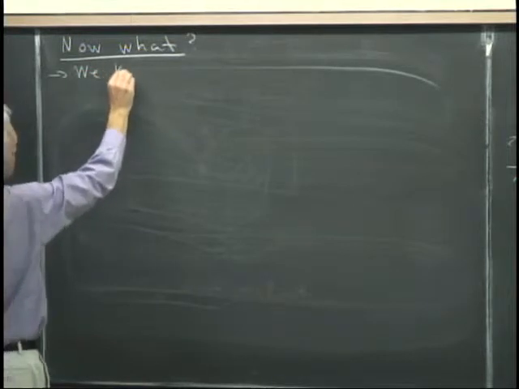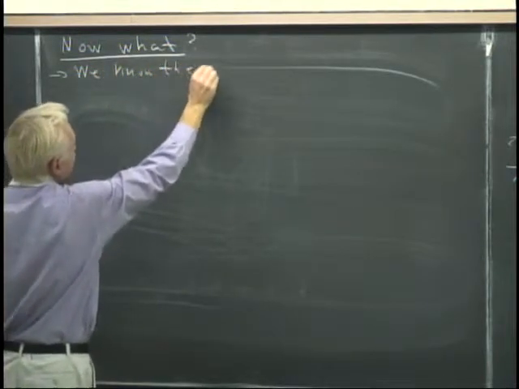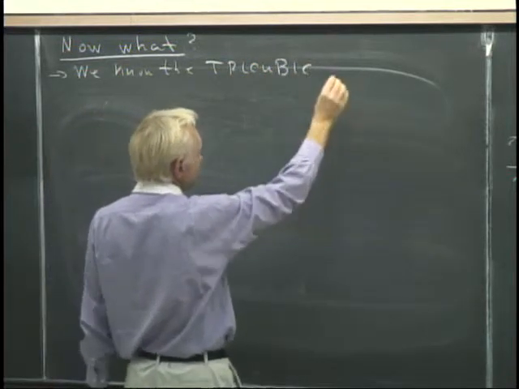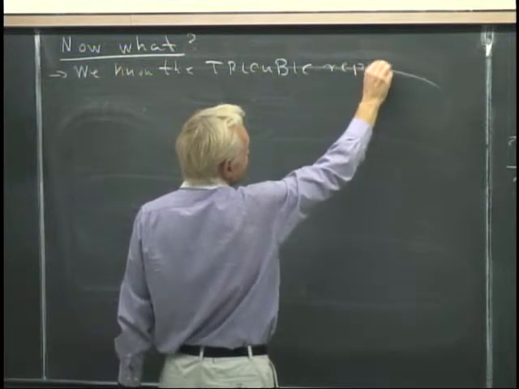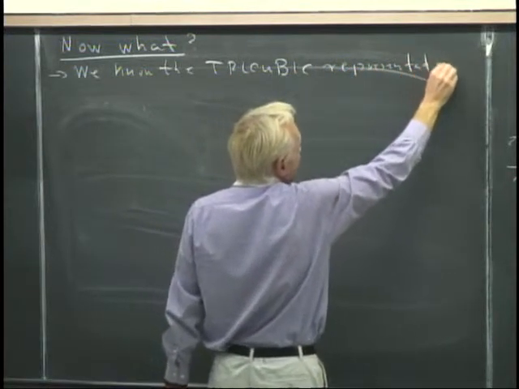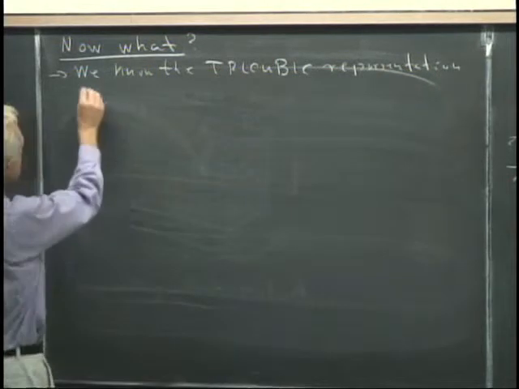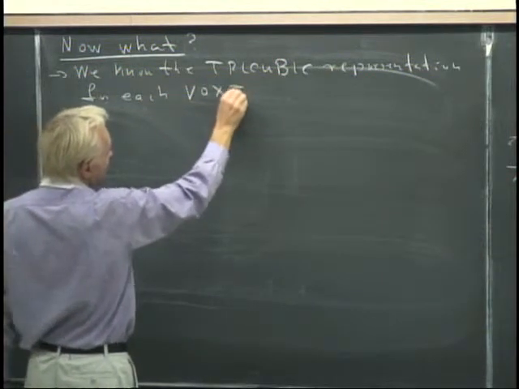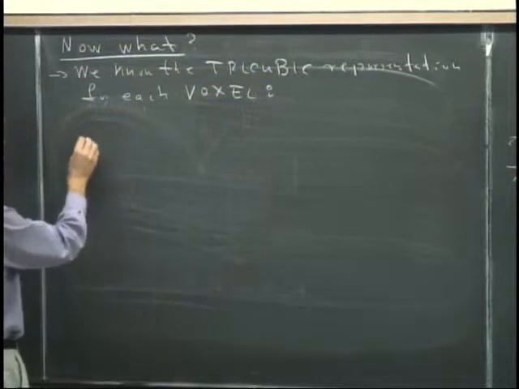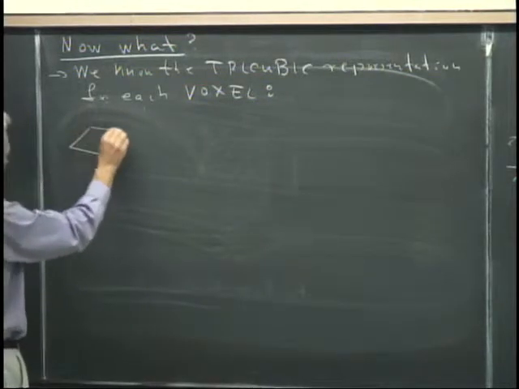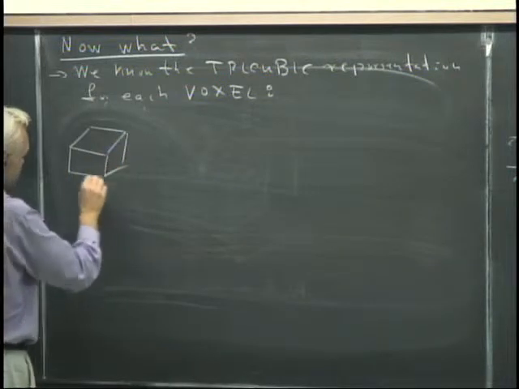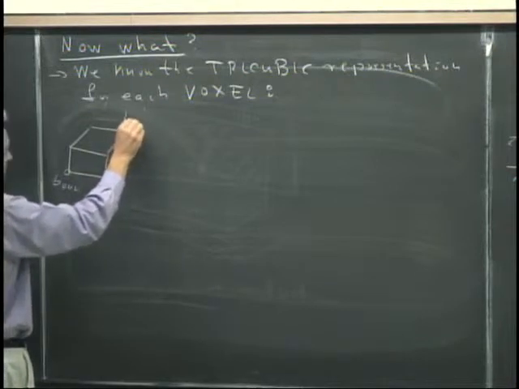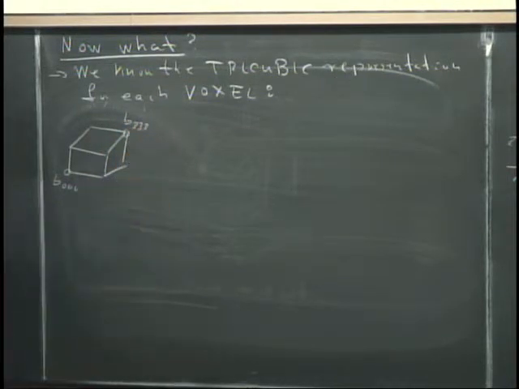We know the tricubic representation for each voxel at this time. Each voxel. And so the tricubic representation, one little heavy voxel looks like this. It has a control point B0,0,0 here. It has a control point B3,3,3 there, and 62 more.